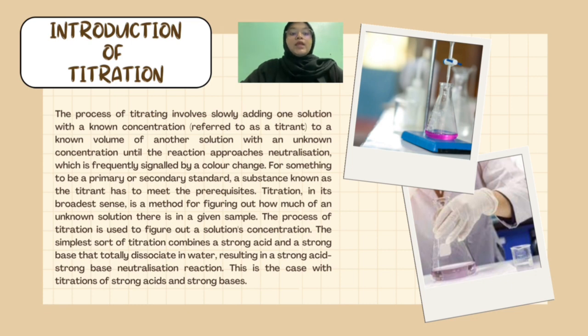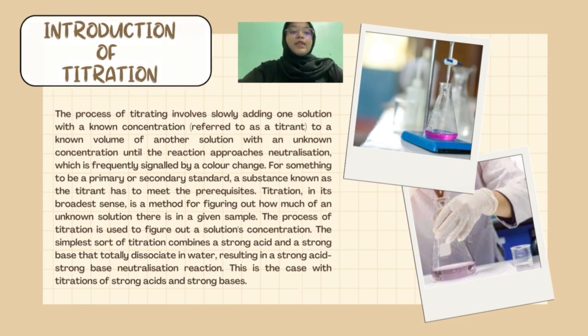For something to be a primary or secondary standard, a substance known as titrant has to meet the prerequisite size. Titration, in its broadest sense, is a method for figuring out how much of an unknown solution there is in a given sample. The process of titration is used to figure out the solution concentration. The simplest sort of titration combines a strong acid and a strong base that totally dissociate in water, resulting in a strong base neutralization reaction. This is the case with titration of a strong acid and a strong base.